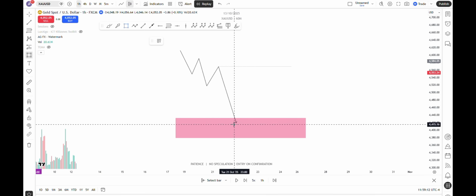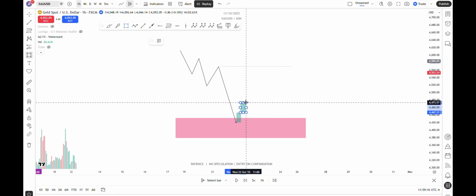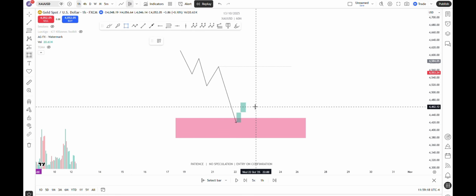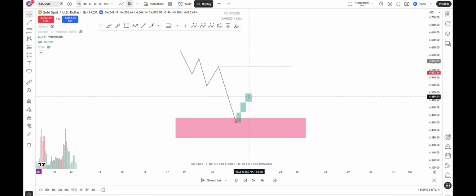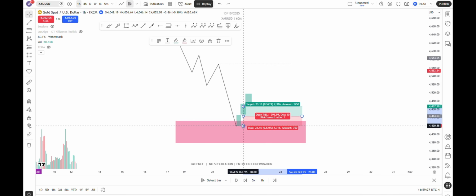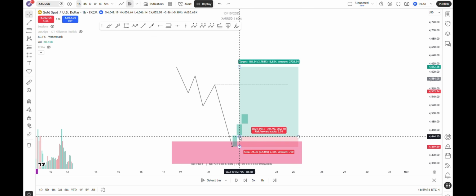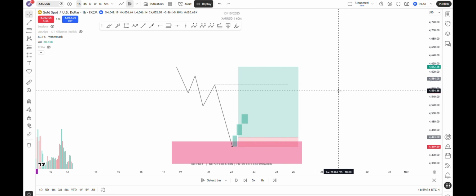So that means we'll be looking for what? We'll be looking for displacement. We'll be looking for fair value gaps getting created. So let's see, we have got this kind of back-to-back candles. So we see displacement. So obviously we're going to take our entry such that we get 1:7. Our target is going to be the last high, right? So this will be our entry.